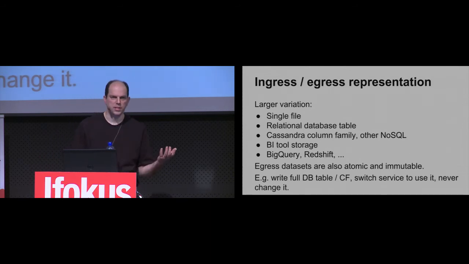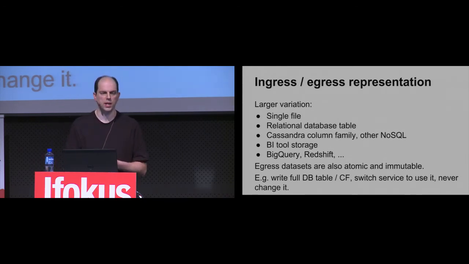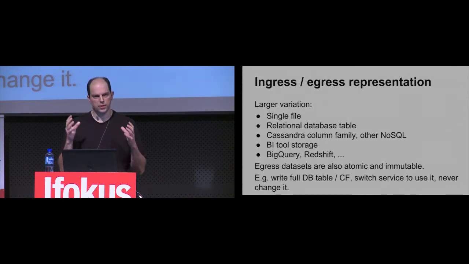Right, for the ingress and egress parts, it makes sense to have data sets represented in other ways. For example, if you want to push things to a service, you might want to push it out to a database where you can do lookups. If you want to do BI on it, you might want to put it in MySQL or something. In these cases, for the data sets that are produced by pipelines, they should also, similar to your Hadoop data sets, be atomic, written once, and then immutable, never changed. You don't have to do it that way, but that's a good way to preserve your sanity.